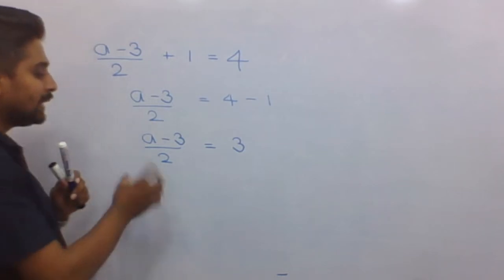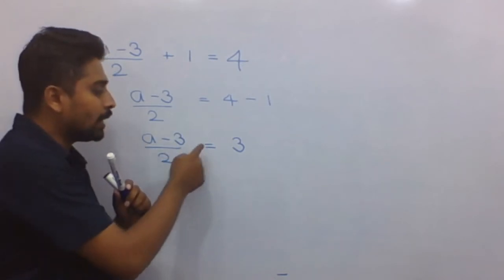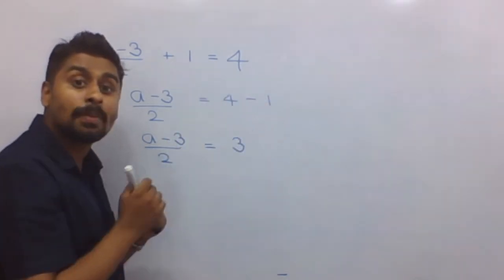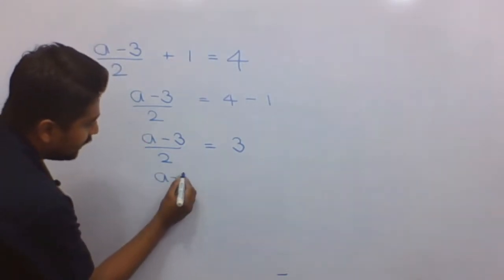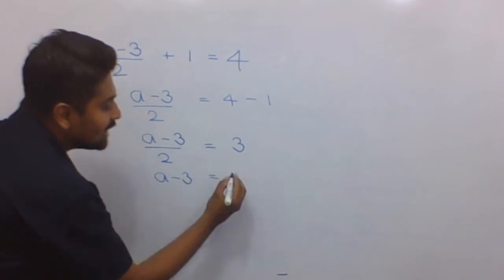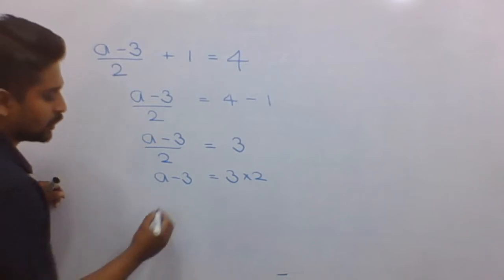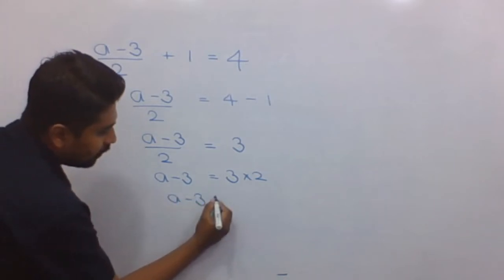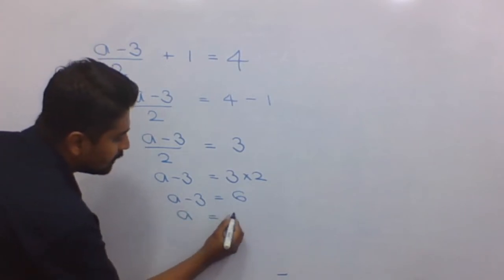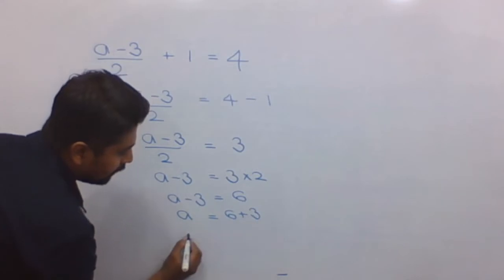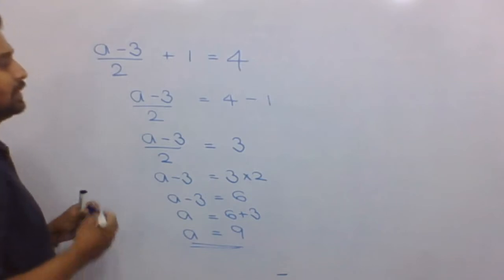Right? So then you have to remove this 2. How? If you multiply this one by 2, you have to multiply the other side also by 2. So a minus 3: this 2 goes to the other side as multiplication. So a minus 3 equals 3 times 2, 6. Then a equals 6 plus 3. Then a equals 9. This is the answer.